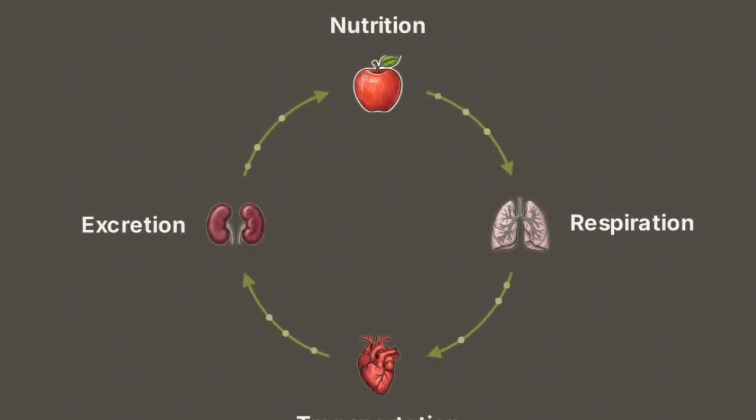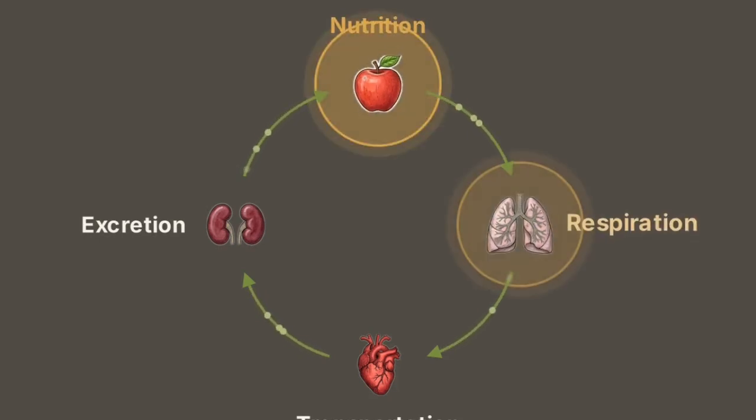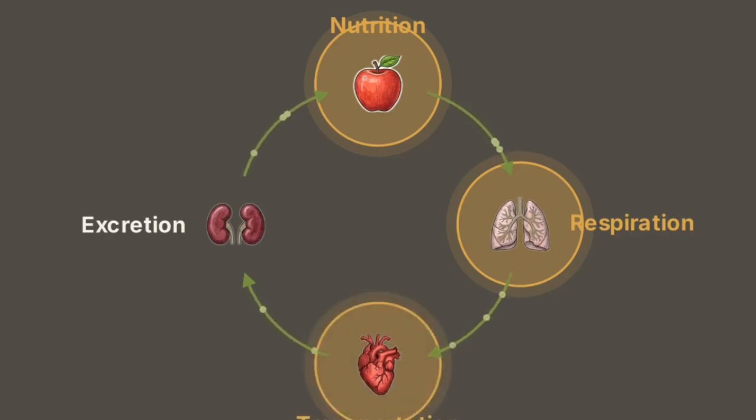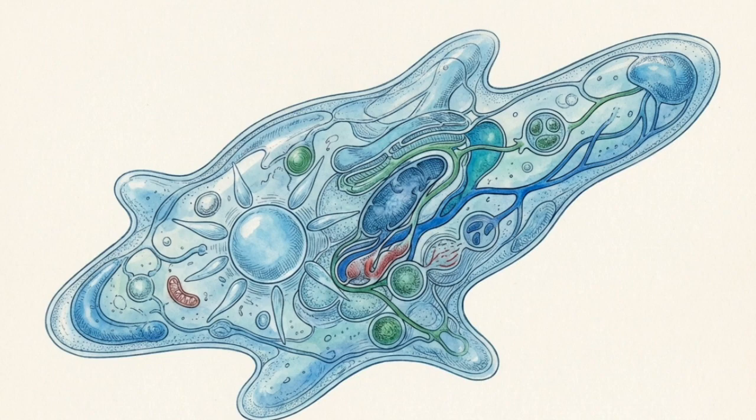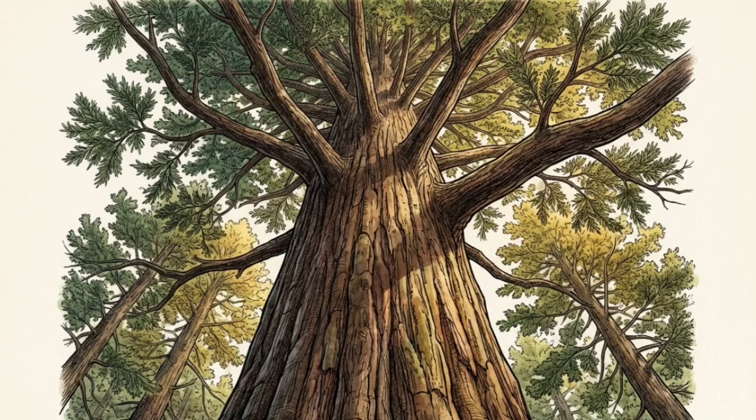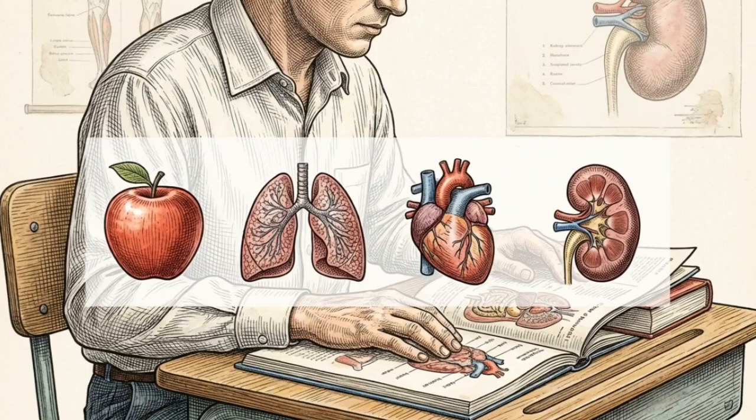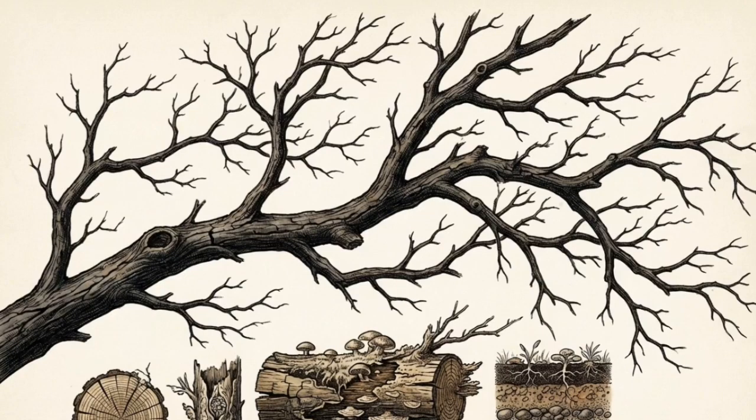This flowchart outlines the 4 core biological tasks required for survival. An organism must acquire fuel through nutrition, burn it for energy via respiration, distribute resources through transportation, and clear toxic byproducts through excretion. Whether it is a single-celled amoeba, a towering redwood tree, or a human student, the biological requirement is the same. Fail at any one of these 4 processes and the organism ceases to survive.